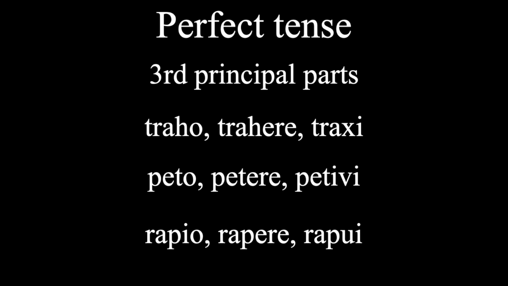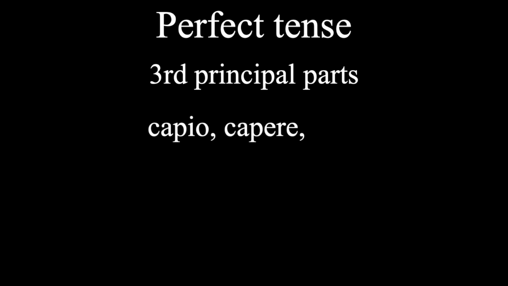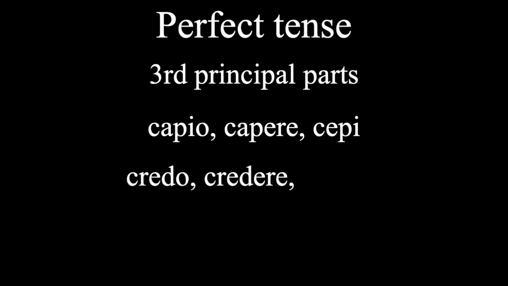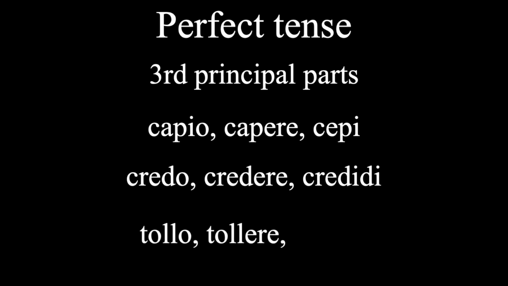Some verbs have a vowel change earlier in the word, such as capere becoming cepi. Usually that vowel change involves an a or an i turning into an e. Some words change to have a repeated consonant sound, such as credere becoming credidi. And some of these are just completely random, like the verb tollere becoming sustuli.